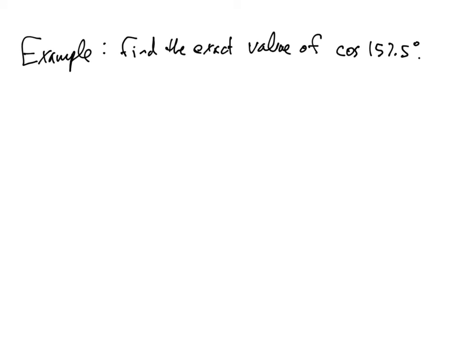And then one more example: find the exact value of cosine 157.5. Now to solve this, we need to realize that 157.5 degrees is not on the unit circle, but if we multiply that by 2, we get 315 degrees, and 315 degrees is on the unit circle. So we're going to let that equal our angle theta, and we can apply the half angle identity here because 157.5 is half of this angle 315.